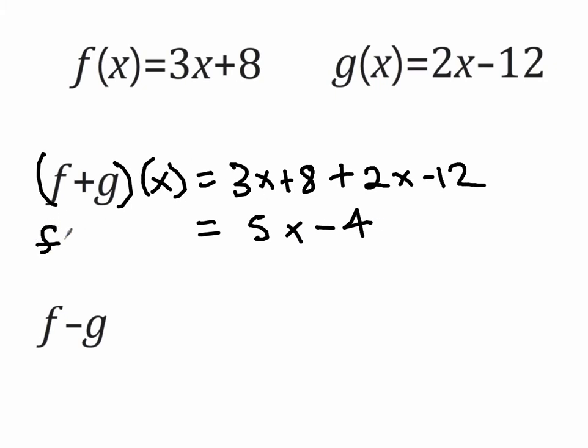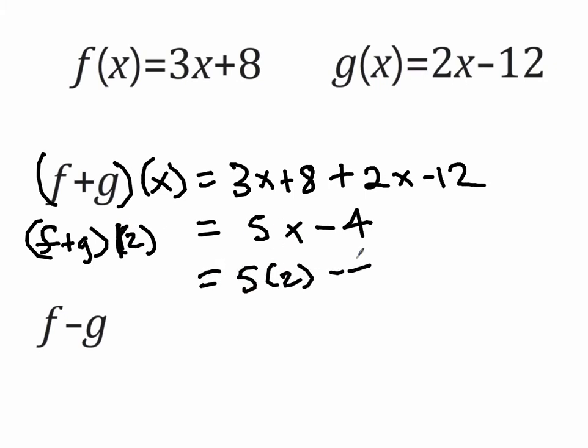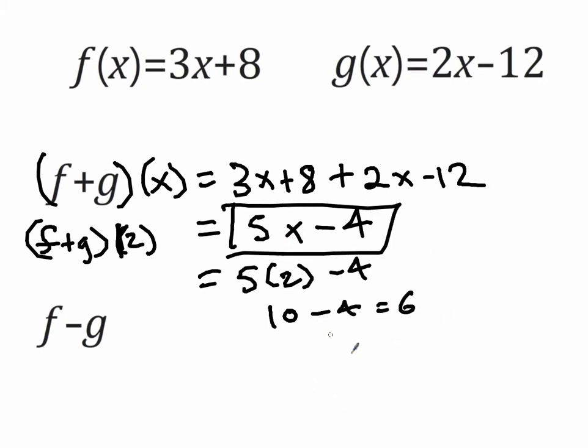Well, let's try it with f plus g of 2. f plus g of 2 would be, I plug in 2 and I get 10 minus 4, which is equal to 6. So it's the same value that we saw earlier. So f plus g is 5x minus 4.